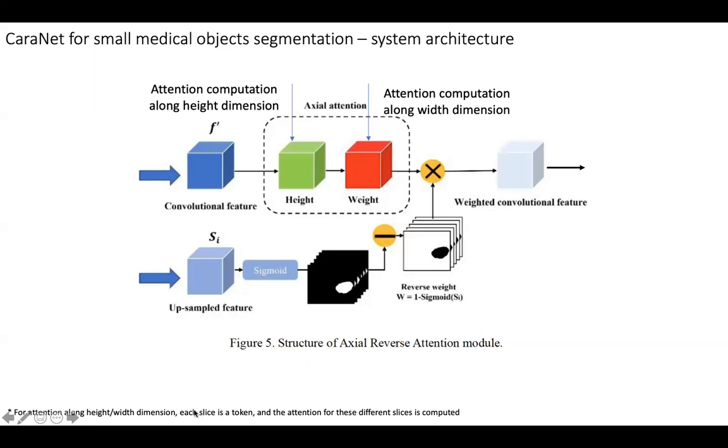For 3D images, we can do similar things. For example, for the height and width dimensions, in that case, each slice can be treated as one token. Here, probably it's just like a tube that can be used as one token. And this dimension is the channel dimension.